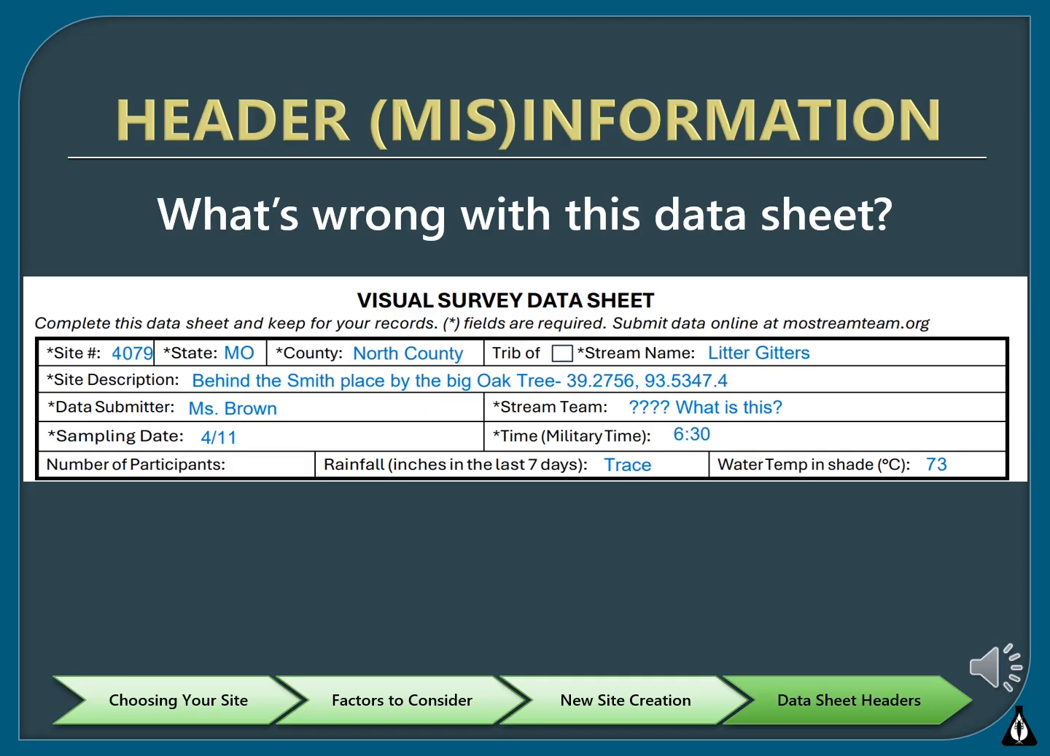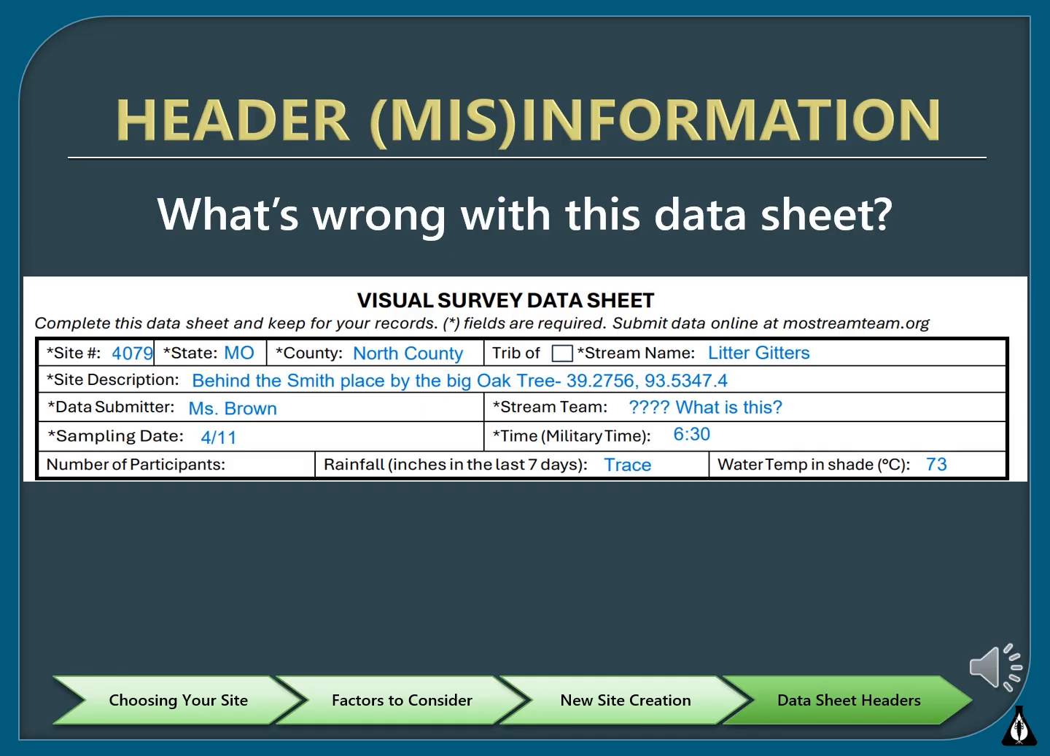For the date, does this mean April 11th or April of 2011? Be sure to specify the month, day, and year that you sampled. For the time, this is not in military time format. 6:30 in the morning should be represented by 0630, or if it was 6:30 p.m., it should be represented by 1830.